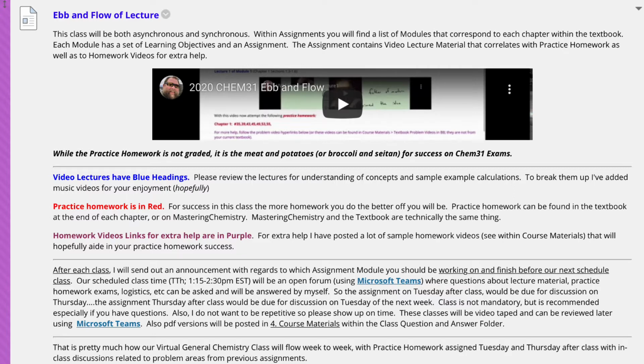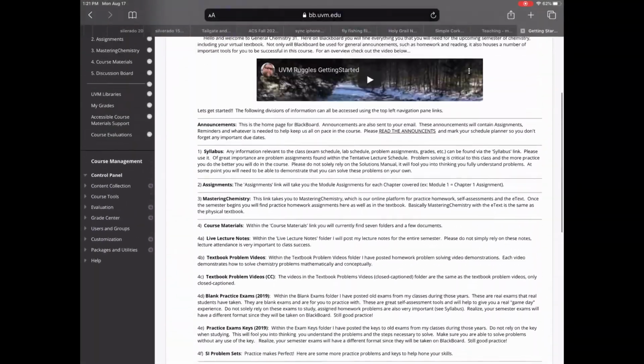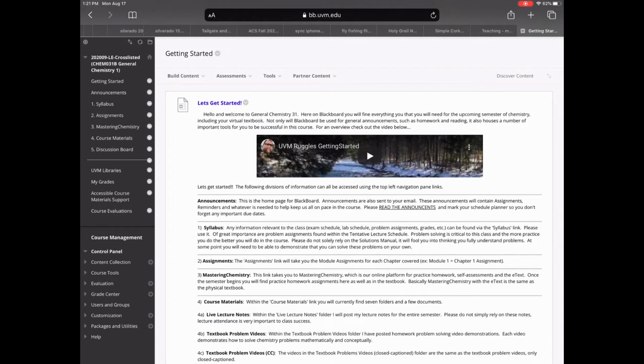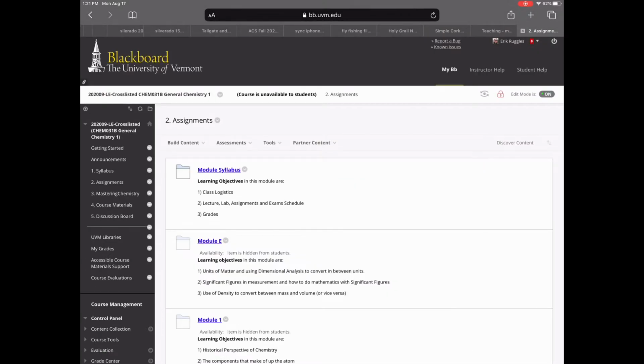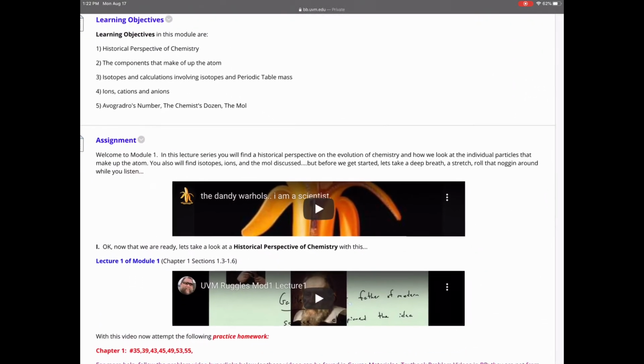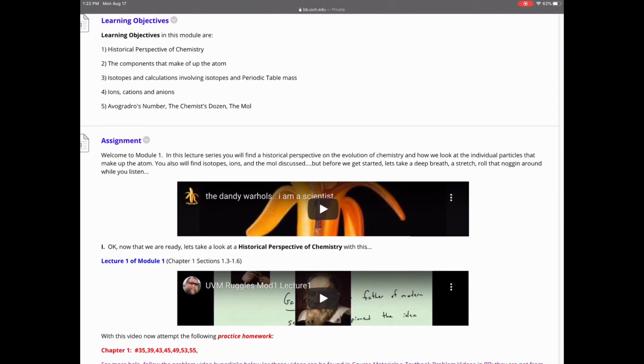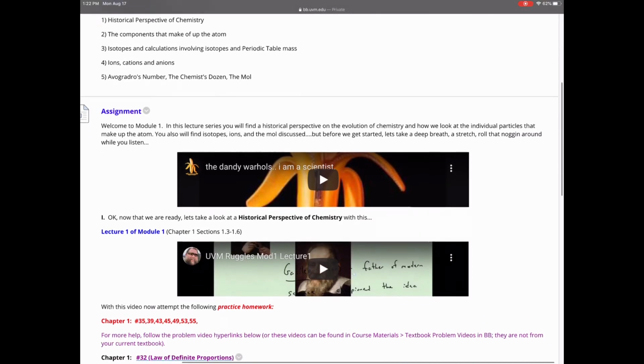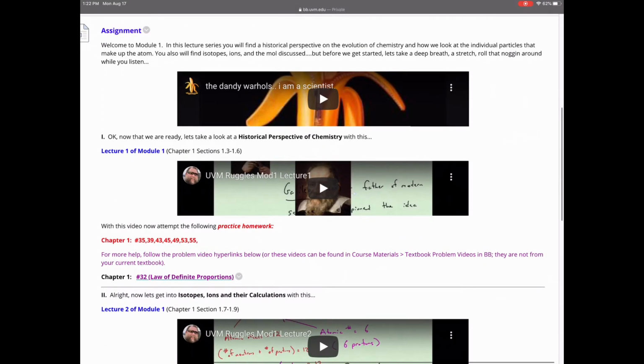Just to highlight that in an example, if we go to that left navigation pane under assignments, we could go to maybe module 1 as an example. Here is what we find within that assignment. We have learning objectives, which are telling us what we're going to be learning. And then we have the assignment. Notice that in blue we have the lectures. These are the video lectures, and then the corresponding chapter and sections that the video lecture goes with.